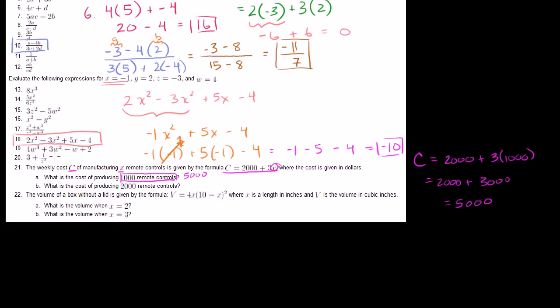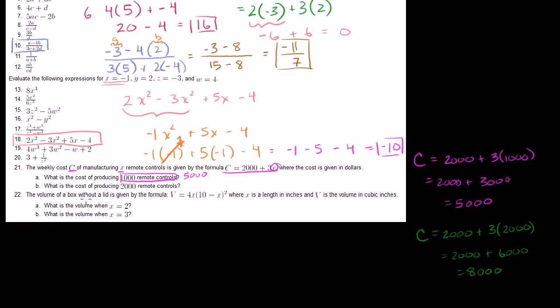Now part B, what is the cost of producing 2,000 remote controls? Well, the cost, just use the same formula, is equal to 2,000 plus 3 times the number of remote controls. So 3 times 2,000. So that's equal to 2,000 plus 3 times 2,000 is 6,000. So that's equal to $8,000. Now we're at problem 22.